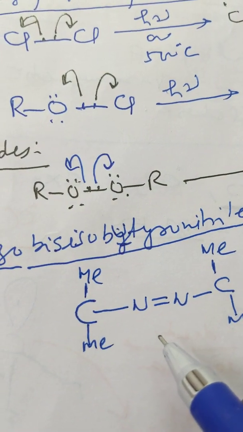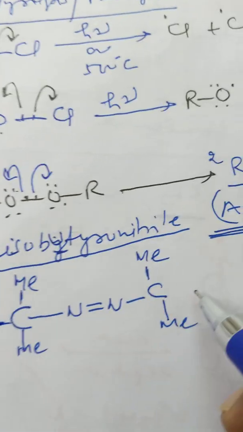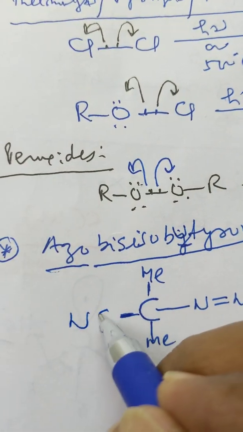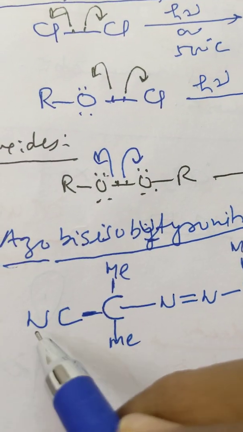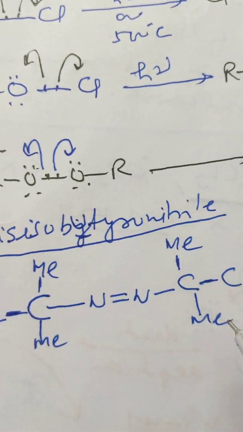This is azo isobutyro. Here you will get nitrile, which means you will get the cyanide group here and the cyanide group here. This is isobutyronitrile, azo bis isobutyronitrile. This is isobutyro and this is azo bis isobutyronitrile.